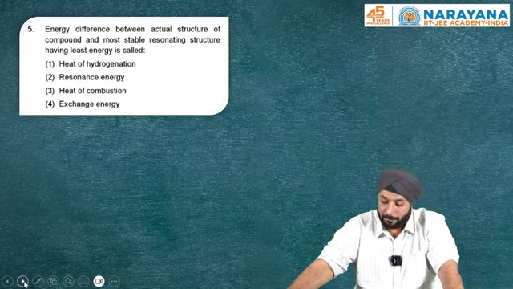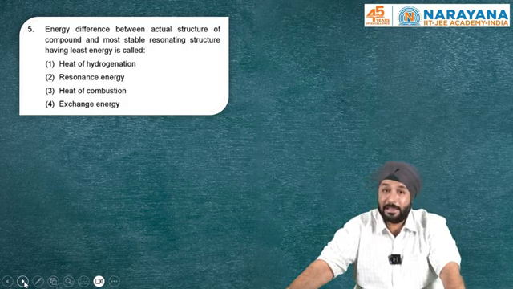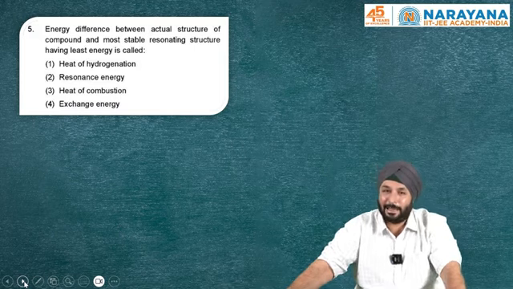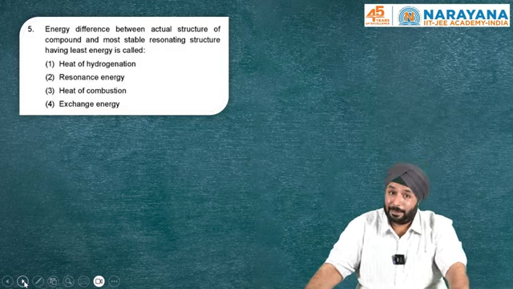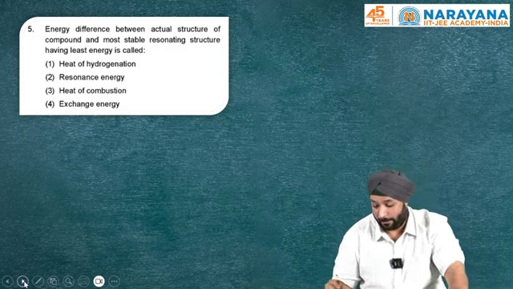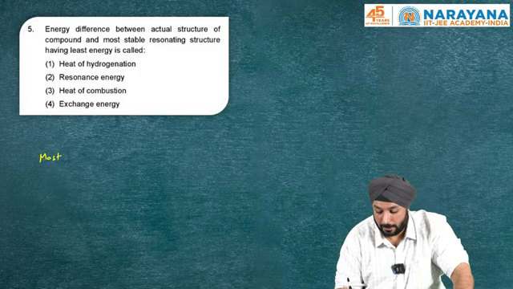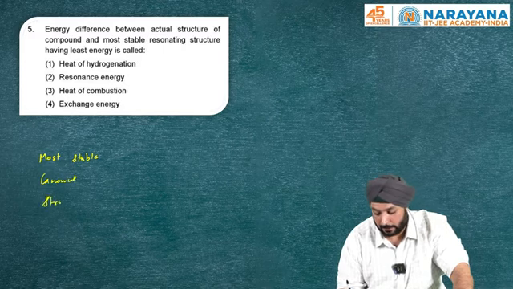Now question number 5, energy difference between the actual structure of the compound and the most stable resonating structure having the least energy is called. See, it is a very standard definition. Whenever you have multiple canonical structures and a hybrid structure, and the most stable canonical structure and the hybrid structure, the energy difference between them.